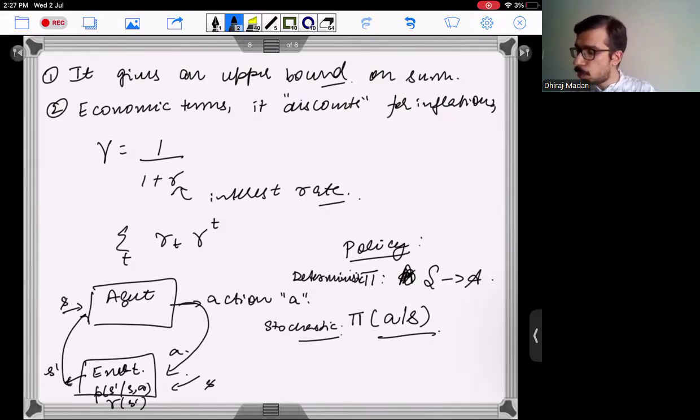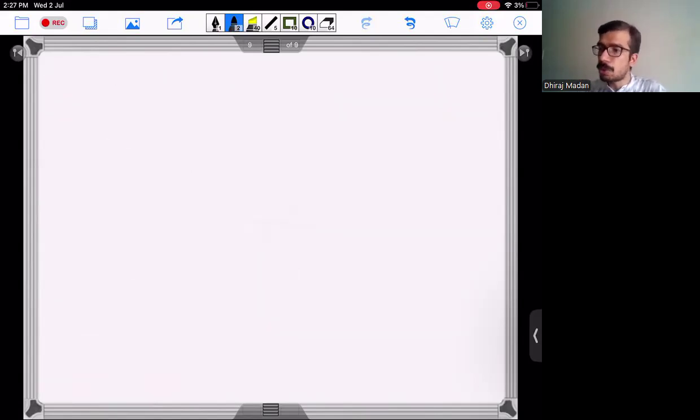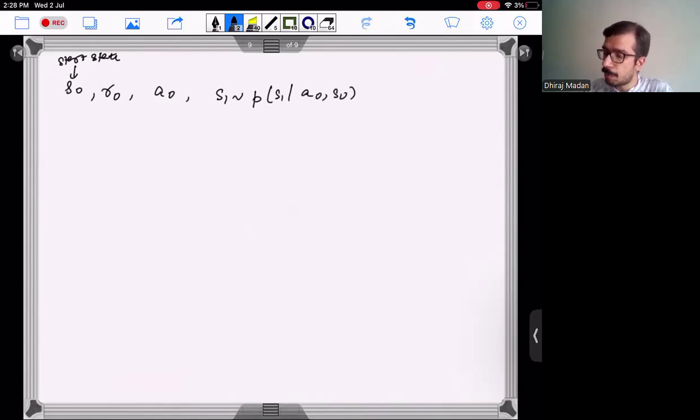And just to conclude, the way the game starts is that you start with some particular start state or initial state, say S naught. Based on the current state, you get a reward R naught, and the agent then picks an action A naught. Based on this A naught, the environment will move it to the next state S1, whose distribution is governed by P of S1 given A naught and S naught. And the environment will also give a reward R of S naught. Based on that, the agent will again pick an action A1 and so on.